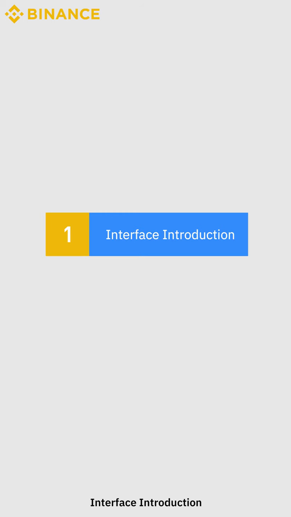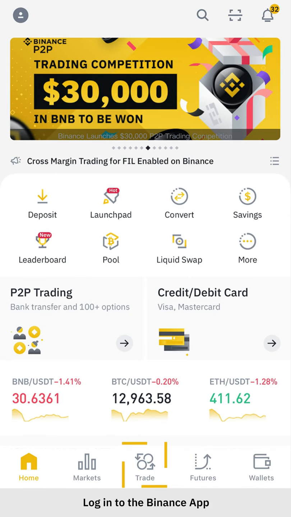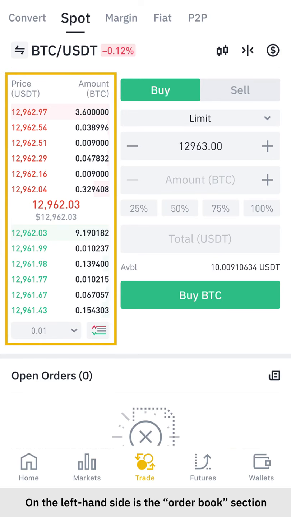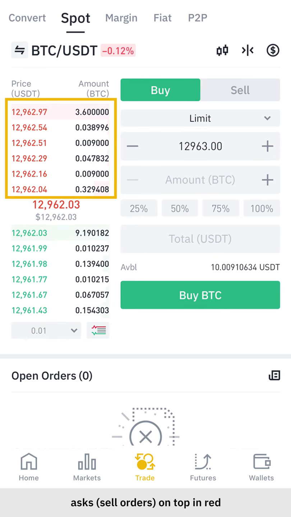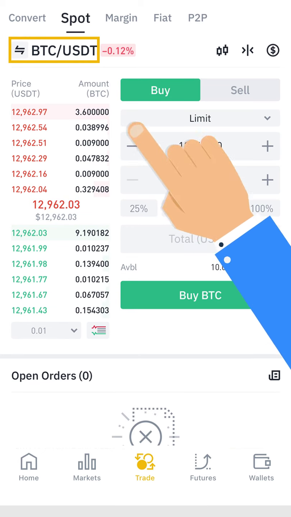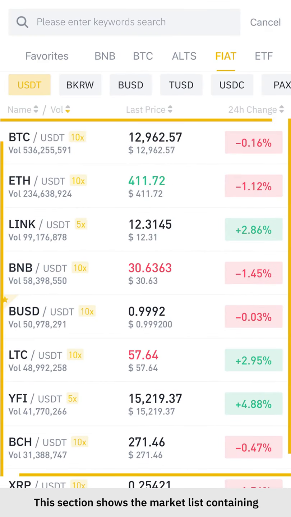Interface Introduction. Log into the Binance app. Click on Trade to go to the spot trading page. On the left-hand side is the Order Book section. Asks on top in red, bids at the bottom in green. This section shows the market list containing the supported trading pairs in each market.